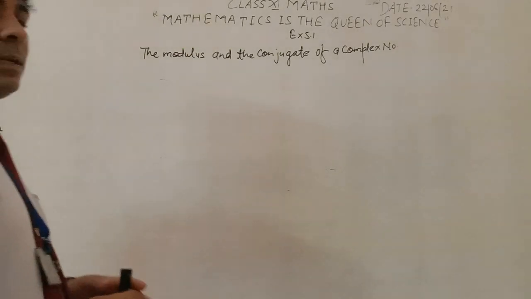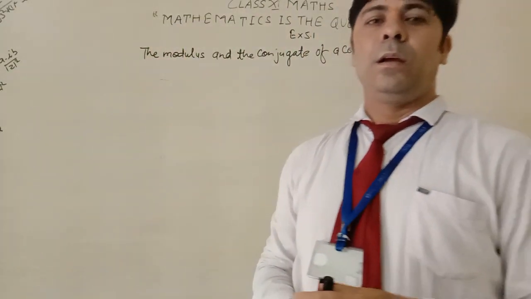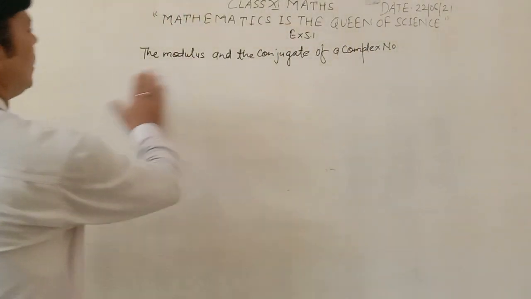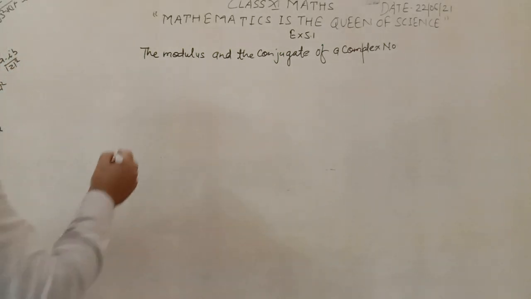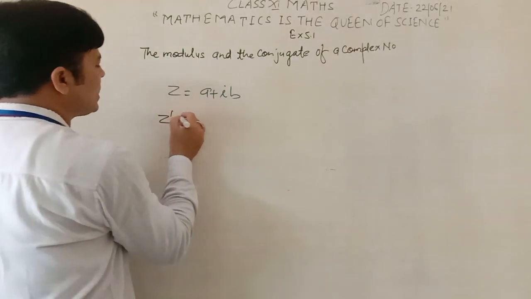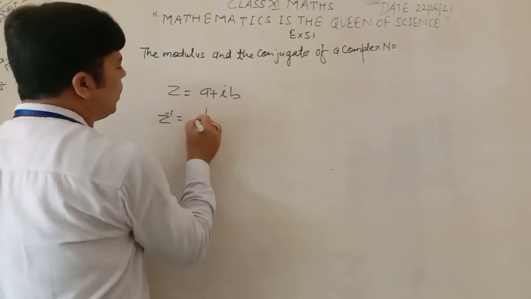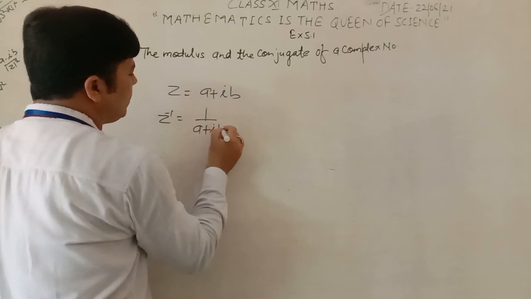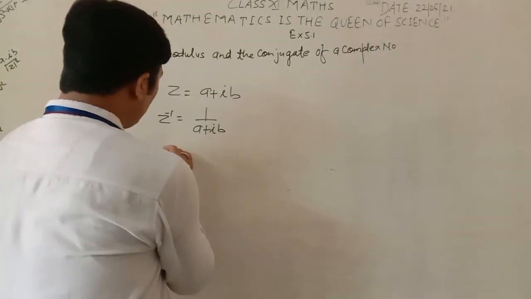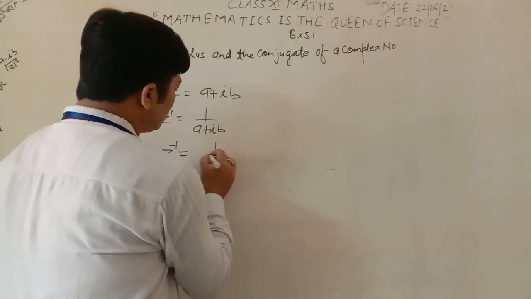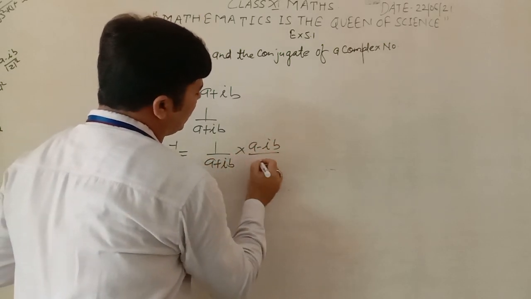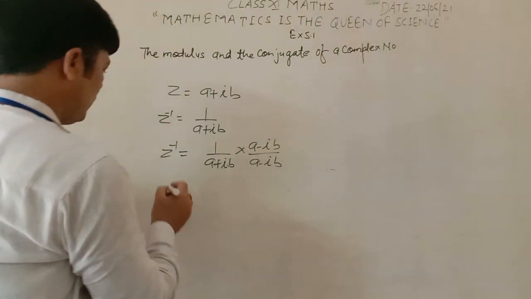There is a relation between the modulus and the inverse of a complex number. You know the multiplicative inverse of a complex number. Suppose z is equal to a plus ib, then z inverse can be written as 1 upon a plus ib. Firstly, you need to multiply this by a minus ib upon a minus ib. This is z.